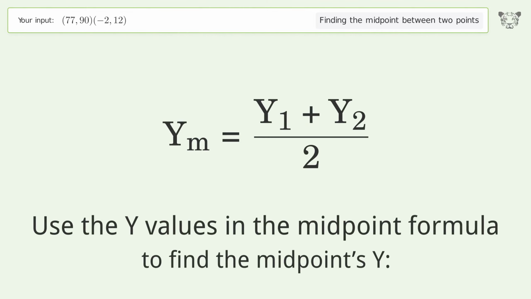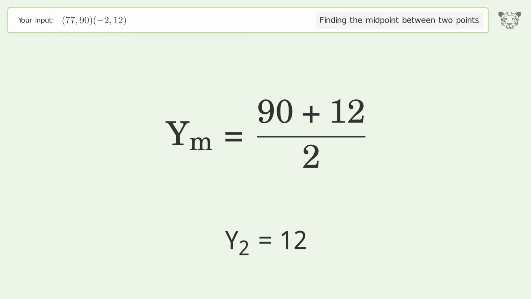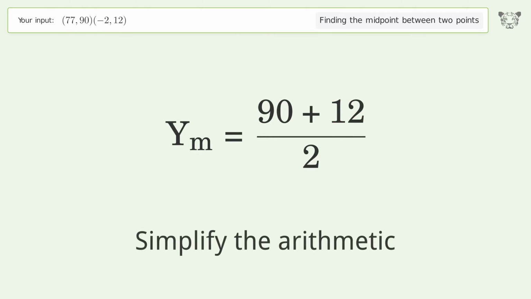Use the y values in the midpoint formula to find the midpoint's y. y1 equals 90. y2 equals 12. Simplify the arithmetic.